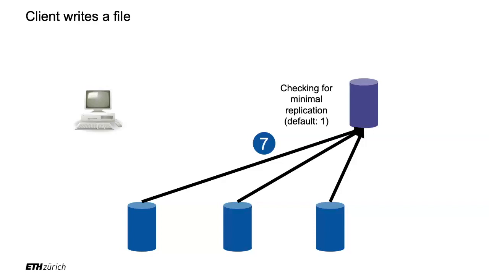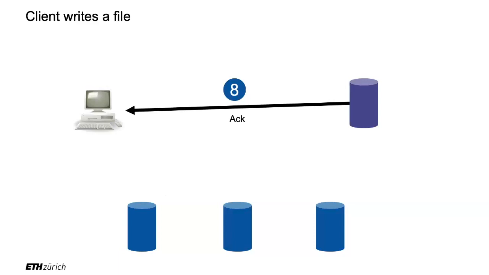So the replication we want is 3. The minimal replication by default is 1. It means that the name node will wait until at least 1 replica has been confirmed for each block of the file. So every block of the file must have at least 1 confirmed replica. Once that's the case, it will acknowledge to the client and say, now I'm done with releasing the lock. This is it. Your file is stored on HDFS.